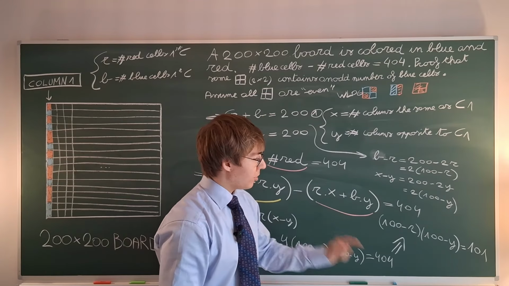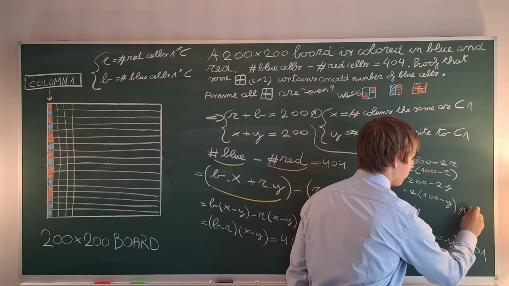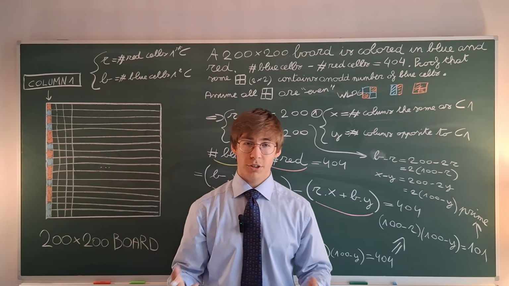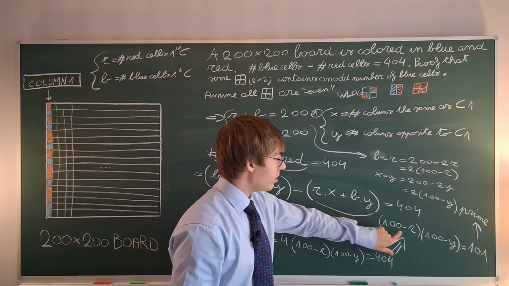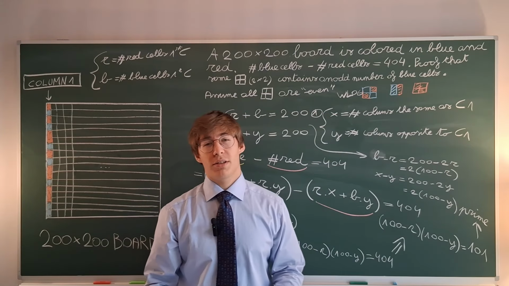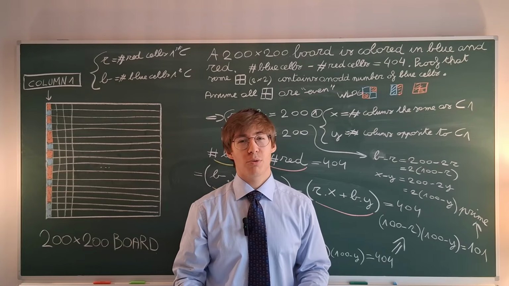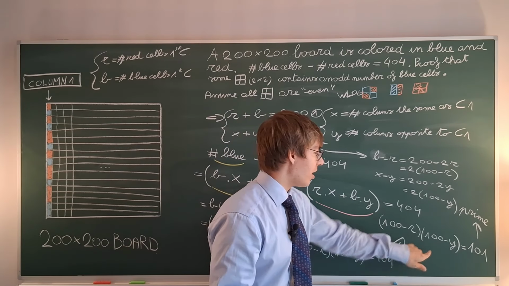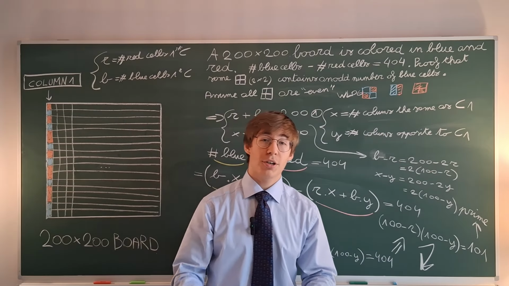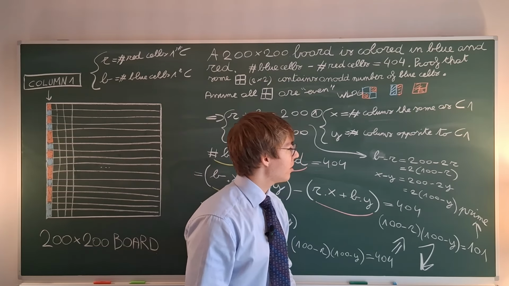But notice that 101 is actually a prime. So its only divisors are 1 and 101. But also notice that both these factors are actually strictly less than 101. So the factorization 1 times 101 isn't possible. But that is the only possible way to factor 101. So we have arrived at a contradiction. So our assumption is wrong, and there has to be a block with an odd number of blue cells. So we are done.